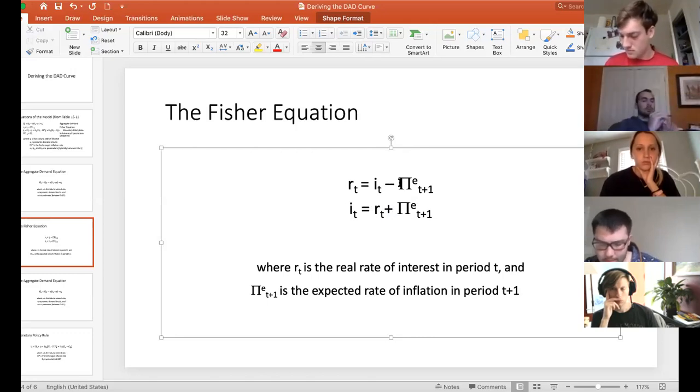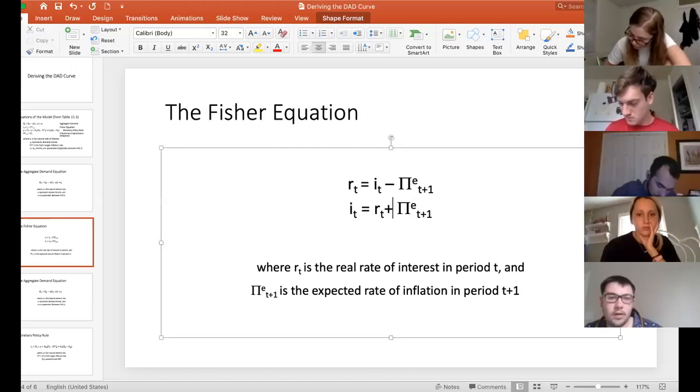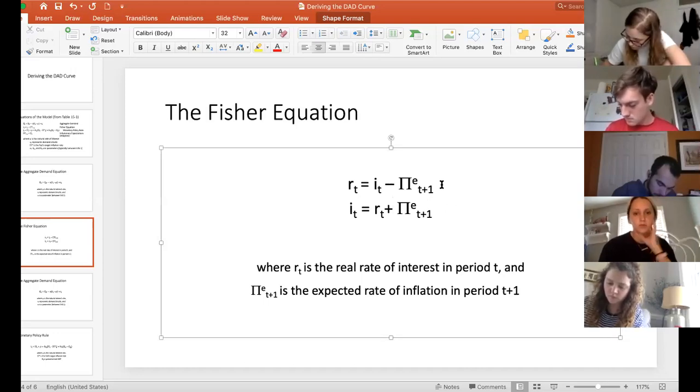What happens if you underestimate inflation? What happens to your real return? It's going to be lower than what you expected. Yeah, your rate of return will be lower than you expected. Okay, and that's not a good thing.